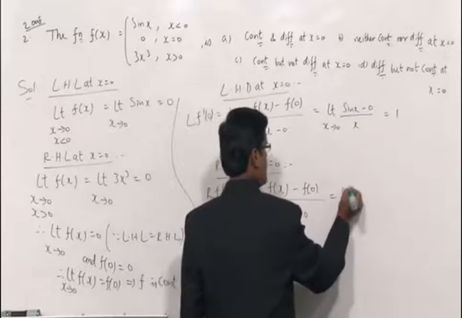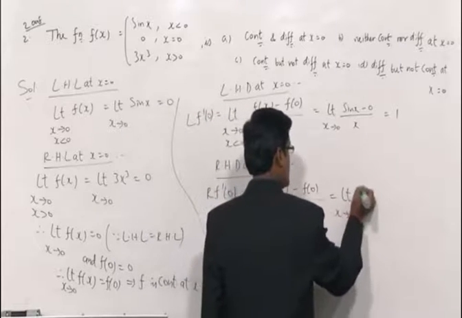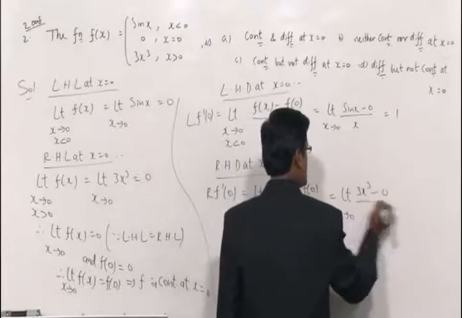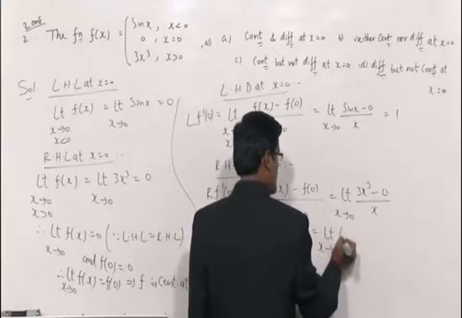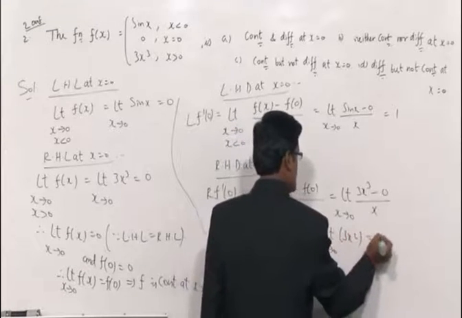When x is greater than 0, what is f(x)? It is given as 3x³. f(0) is 0, so f(x) minus f(0) is just f(x). The x cancels. Limit as x tends to 0 of 3x², which is 3 into 0 squared, which is 0.